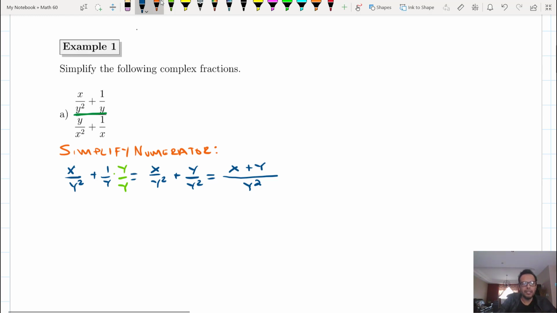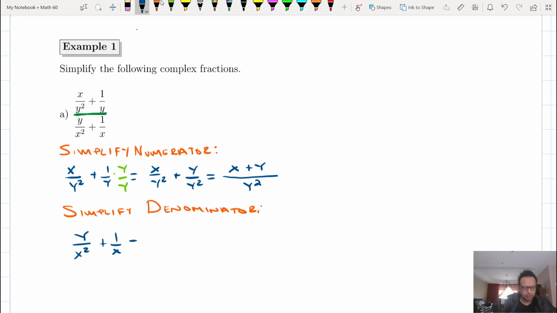So now let's go ahead and do the same for the denominator. Simplify the denominator. As we can tell, we don't have the same denominator. If you observe the big denominator, which is y divided by x squared plus 1 over x, we are going to need a missing factor. There's a missing factor of, in this case, x. Very similar to the numerator part.